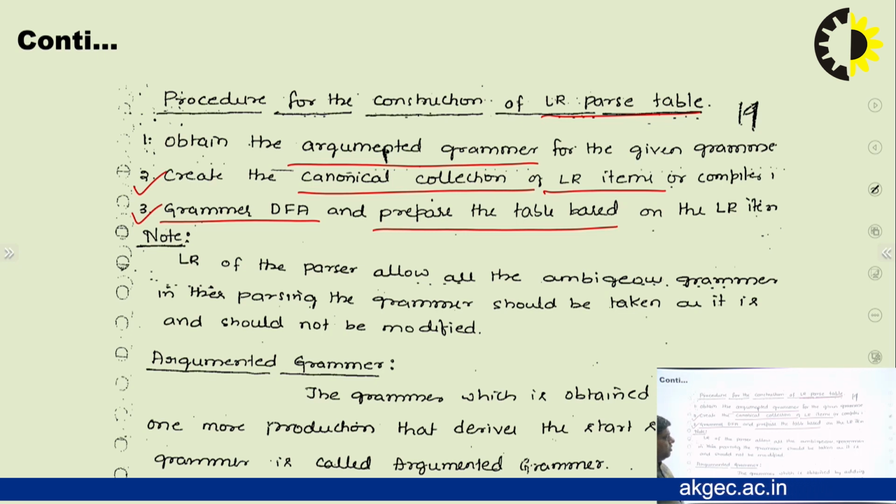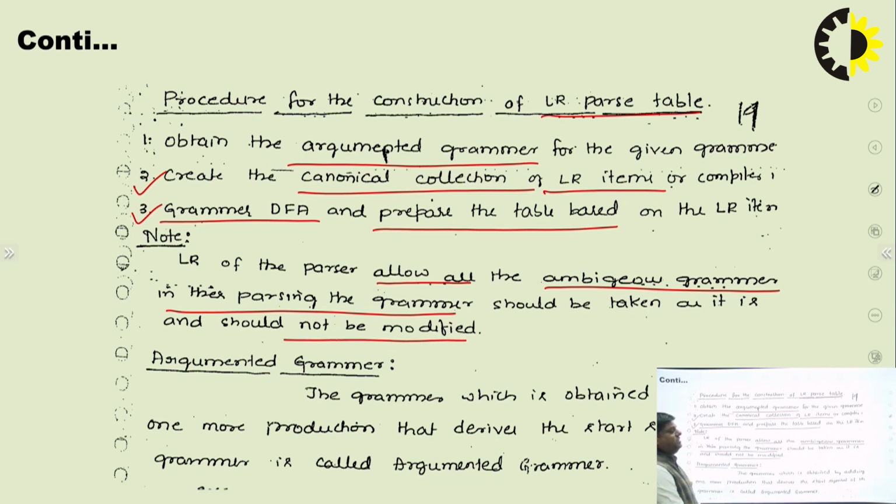This is also a very important point for the LR0 parsing table: the LR0 parsing table also allows ambiguous grammar. In parsing, the given grammar should not be modified. The grammar which is obtained by adding one more production is also known as the augmented grammar. Now, in the first step, we design the augmented grammar.